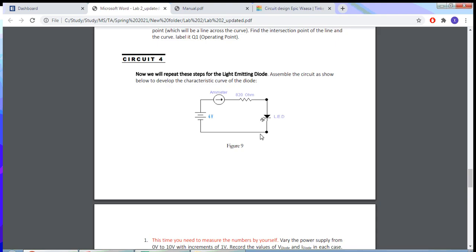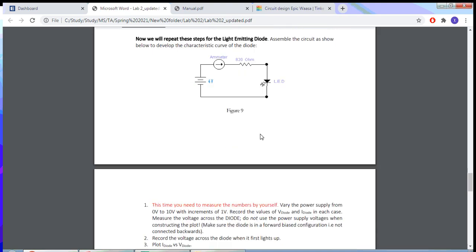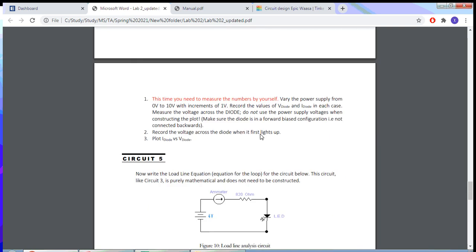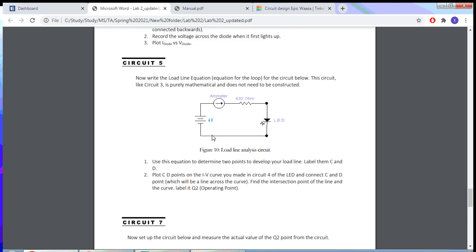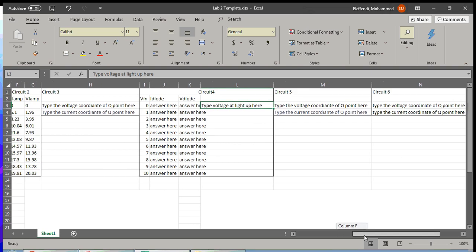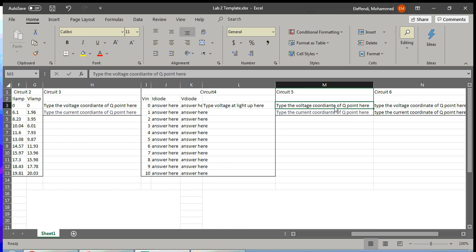And then after you have found the IV curve of the diode, we are again going to write the load line equation just like we did before. Find the load line and find the Q point. So you will type the voltage coordinate of the Q point in here and the current coordinate of the Q point in here.